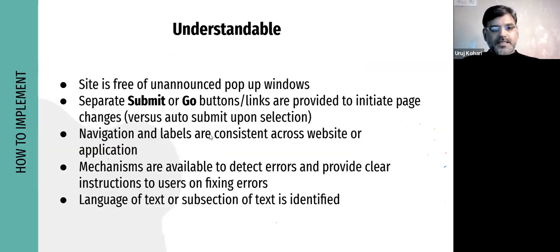Okay, so what is the success criteria and how do we implement that? So we have to ensure that the site is free of unannounced pop-up windows. Now, this is terrible, right? We have lots of these pop-up windows flashing everywhere, especially people who cannot see or have certain forms of visual impairment. They get annoyed by this. They get frustrated by this.